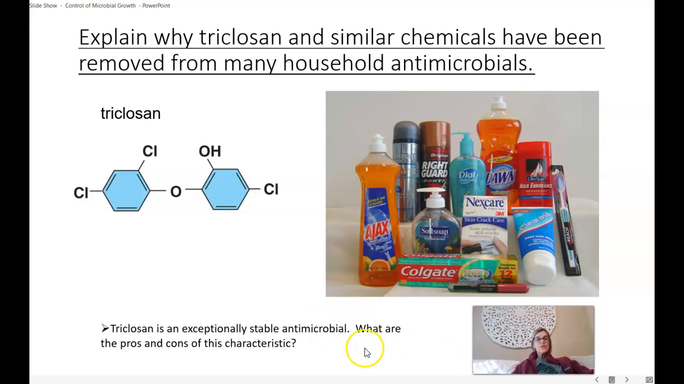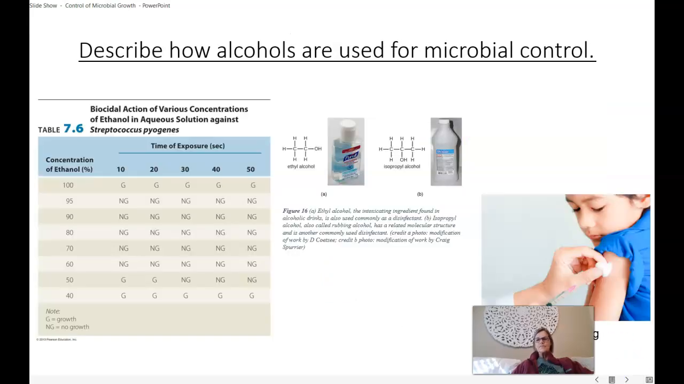So the question right here is, it's an exceptionally stable antimicrobial, and that's good because you can put it in a lot of products and it's shelf stable, but it can also accumulate in our environment. I mean, you can find triclosan in people's bodies. And is that a problem? We're not really sure. Accumulating a chemical in the environment that does not degrade, it's always something we should be cautious of.